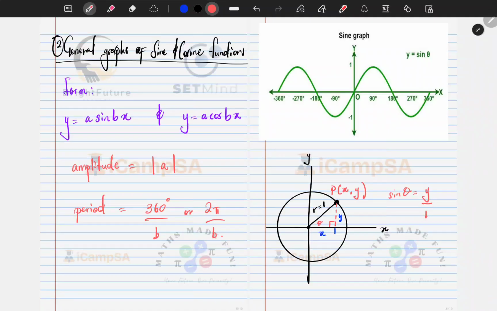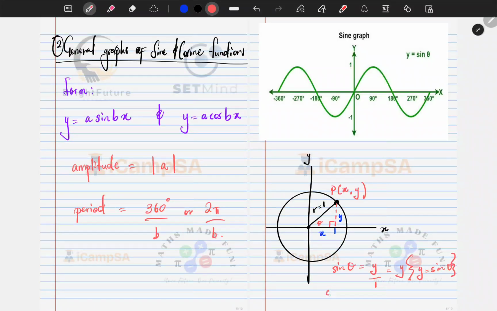So now you have y over 1 because your hypotenuse is the radius of 1. Remember, we want the coordinates of P, which is x and y. So we use our trigonometric functions: sine of theta is opposite over hypotenuse, which is y over 1, and this would give you just y. So now you have y = sin theta.